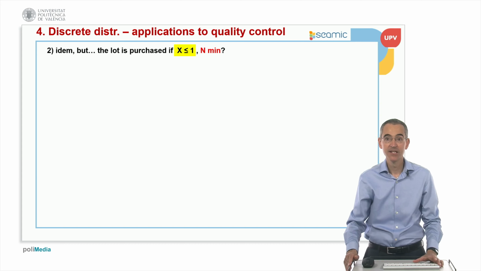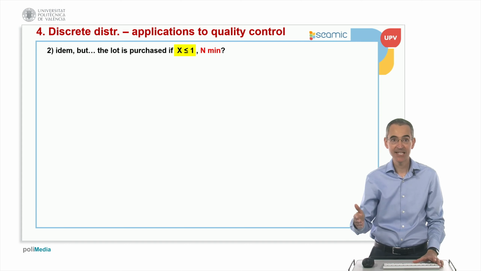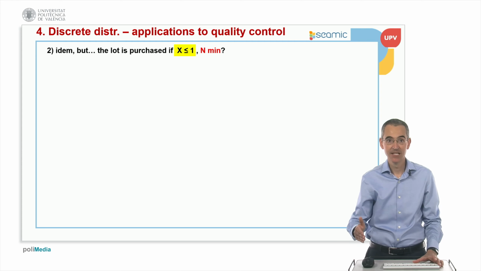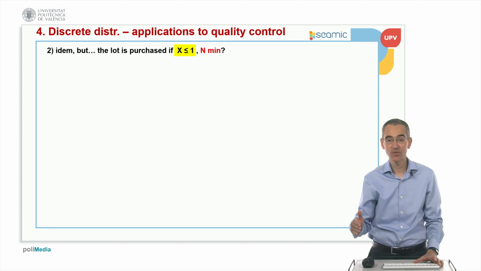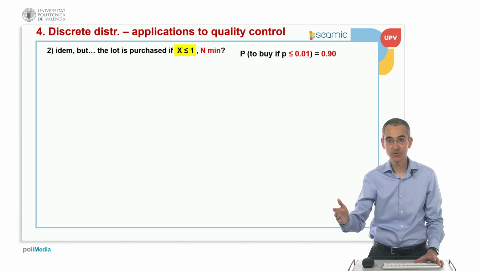Now this is a second case. The problem would be the same, but imagine that we say the lot is purchased if the number of tangerines with seeds is less than or equal to 1. So we admit one tangerine that could contain seeds. What would be the minimum sample size with this criterion for quality? The criterion would be the same.